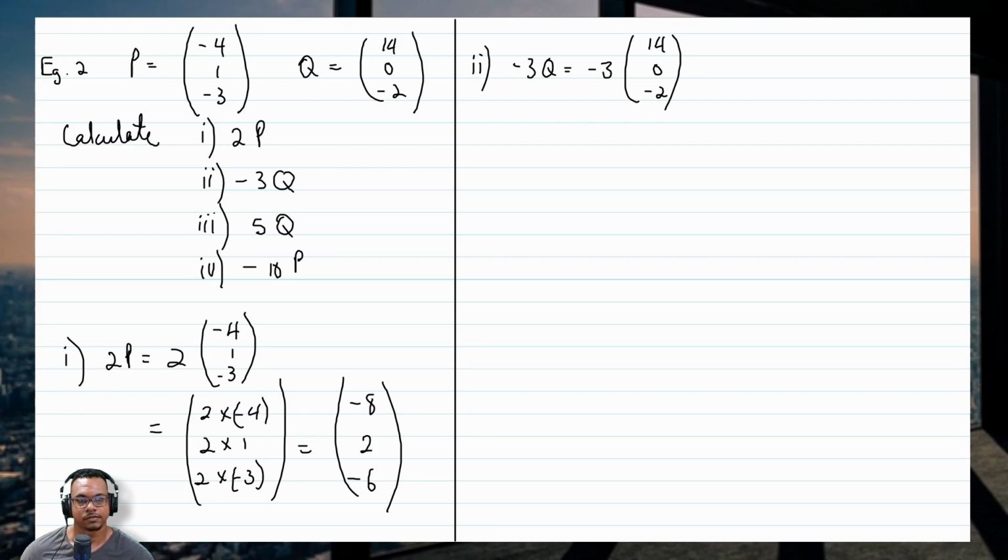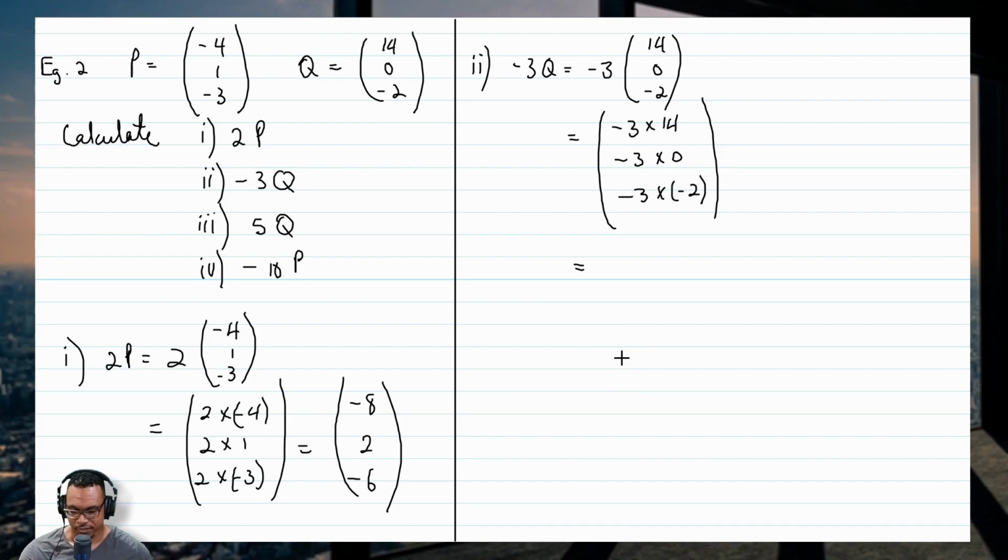Alright, calculator is coming up. Let's make sure I have it open. Right, so what we're going to have here is negative 3 times 14, negative 3 times 0, and negative 3 times negative 2. Right, so that's my matrix there.